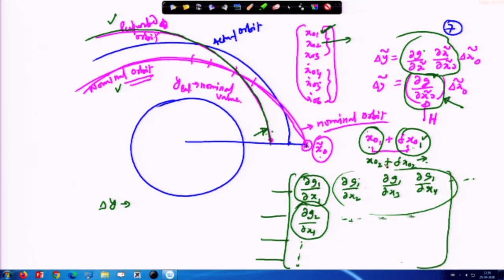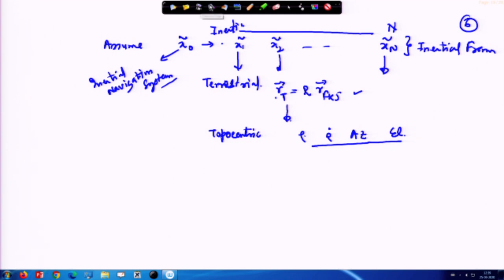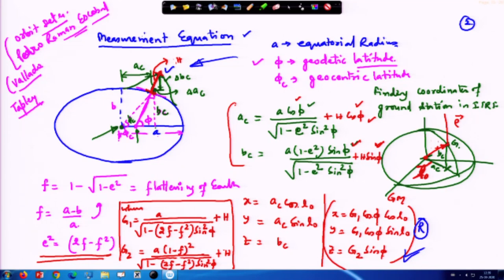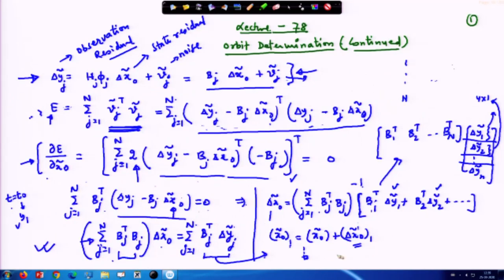Once this is done, apply the method of least squares that we have already discussed in the previous lecture, and then the correction in delta x will be known to you. Therefore, after a number of iterations, you will be able to determine the orbit.